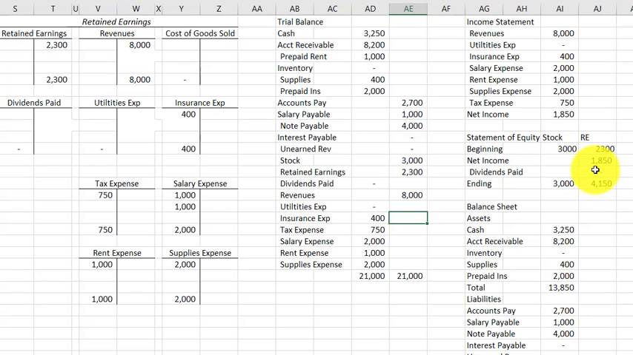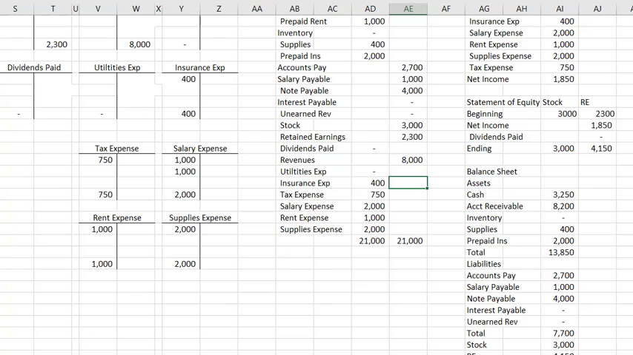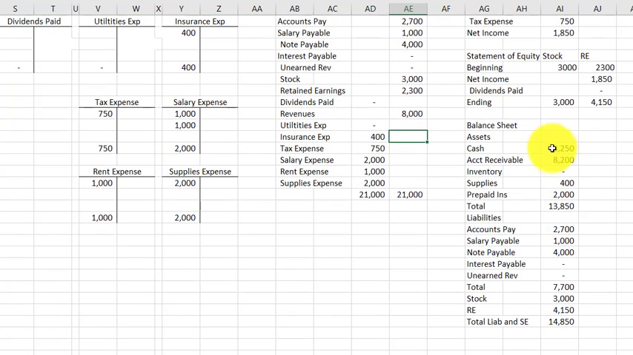We do our statement of equity, retained earnings. Okay, we didn't pay any dividends. All right, just had the net income, so the ending is $4,150. We come down here to a balance sheet. The balance sheet comes right from the trial balance as well. And the trial balance, of course, came right from the T accounts.